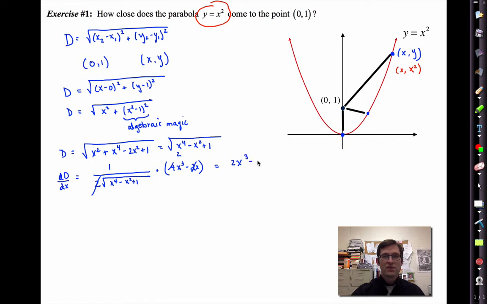Let me write it like this: 2x cubed minus x, all divided by the square root of x to the fourth minus x squared plus 1. All right, there's our derivative. And we need to set this equal to 0 and solve. I'd like you to solve that equation, and then we'll revisit the problem.